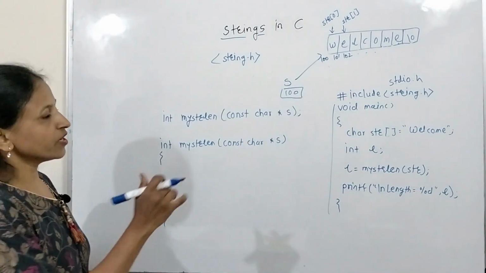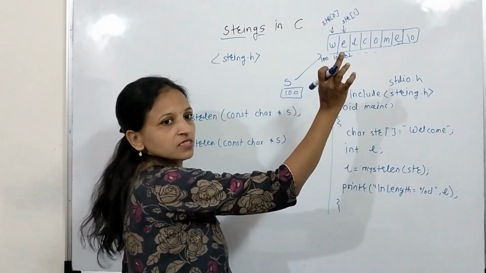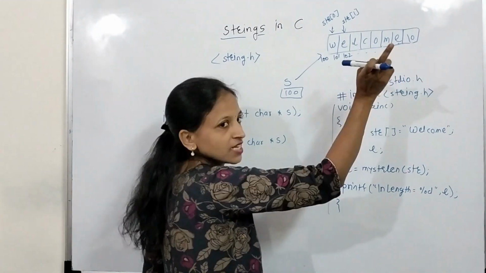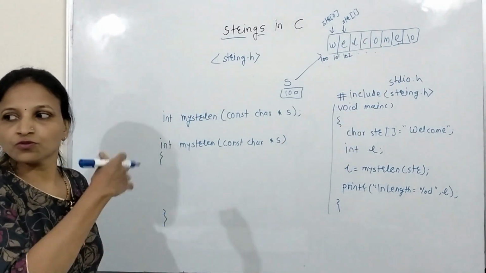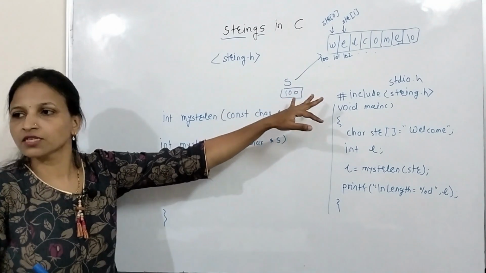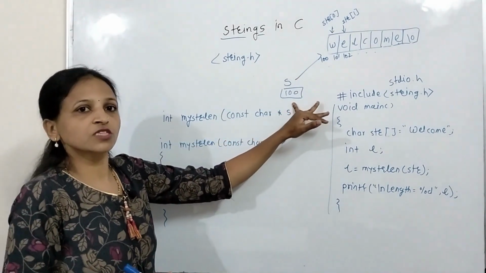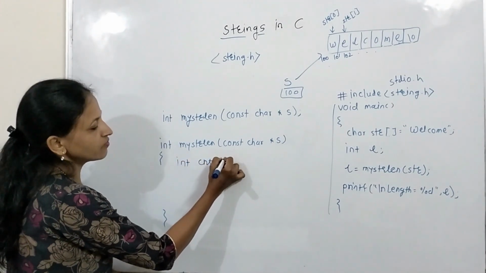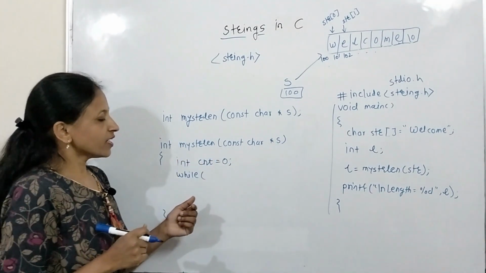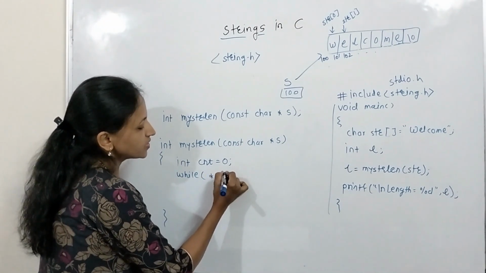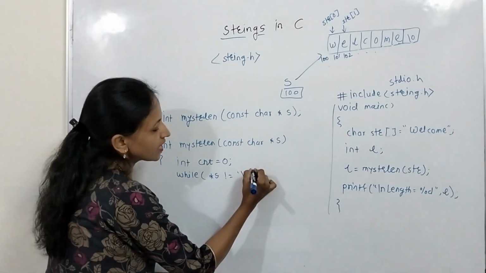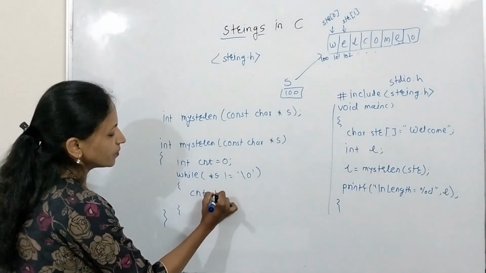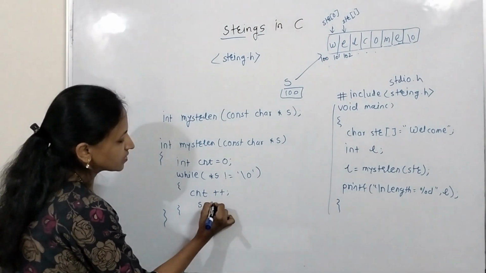What we have to do now, we have to check whether this one is /0. No, then count plus plus. Means still we are not getting this /0 character. We have to do counting process repeatedly, and that's why we will use here loop. First we will declare one counter variable, let int cnt equals to 0. How we will write here? While star s not equal to /0, see what I am doing, cnt plus plus and s plus plus.